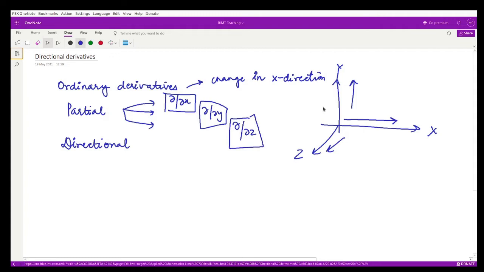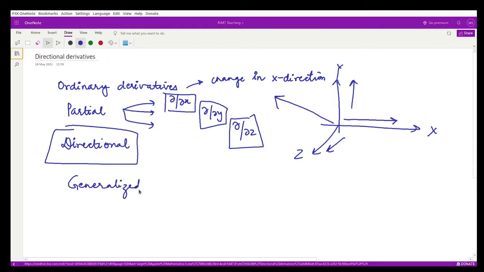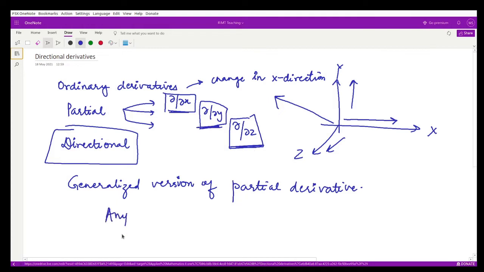Now what if I wanted the change in some arbitrary direction? I say you go along this direction and tell me the change in the given function. For that we need the directional derivative. We can say these are a generalized version of the partial derivative, in which, in the partial derivative, we are limited only to three directions, x, y, or z. Here we can take any arbitrary direction.